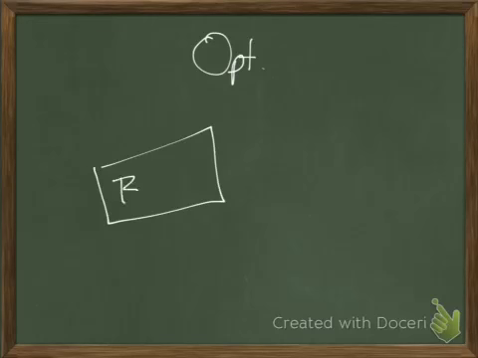Alright, we're going to do an optimization problem. There's optimization, and this problem says I have a barn, and I want to build a fence around it. I have 100 yards of fence, and I want to build it along one side. So it's going to look like that.